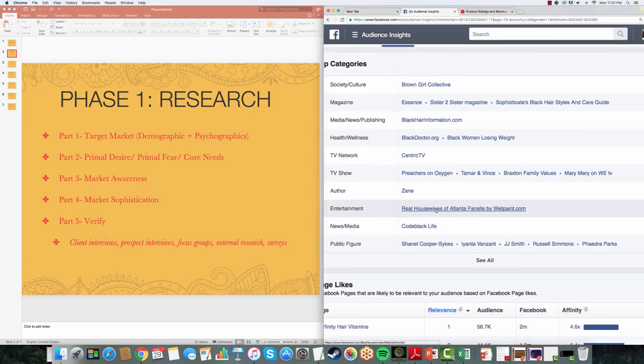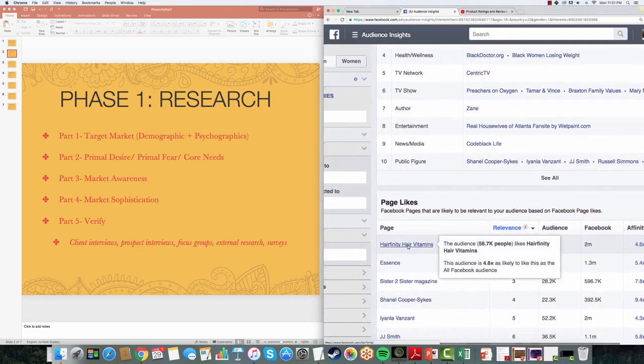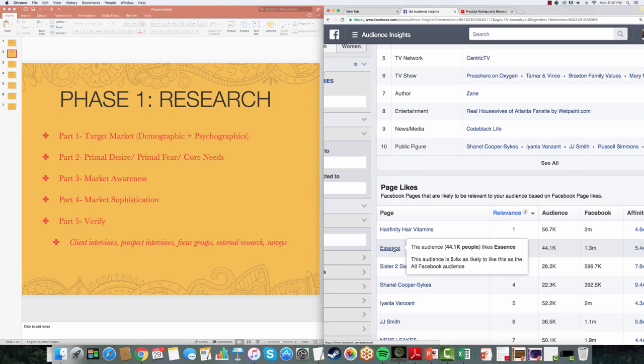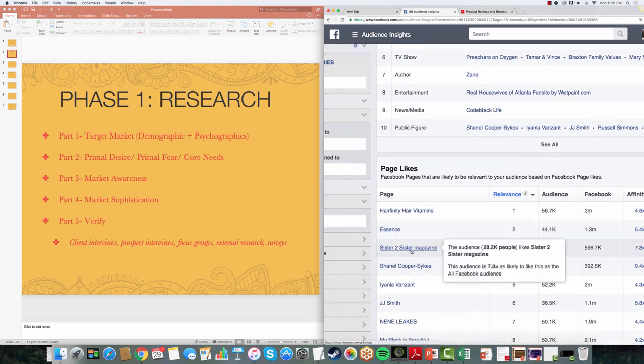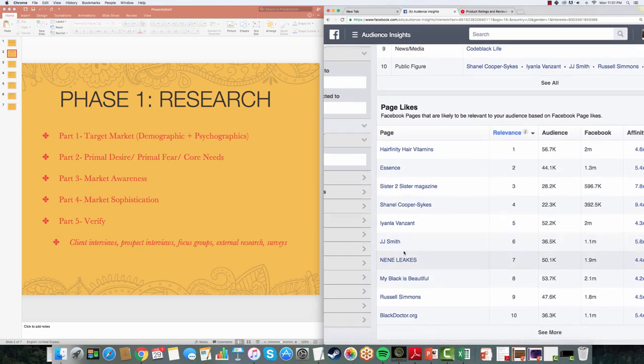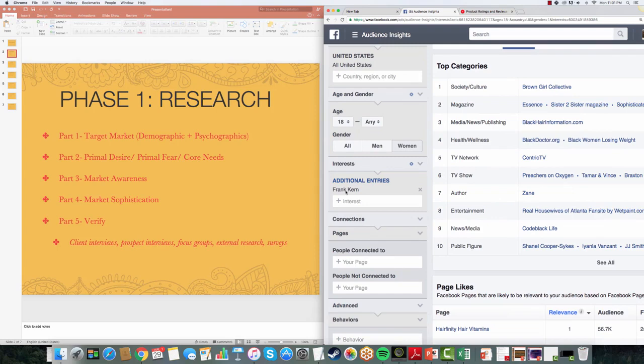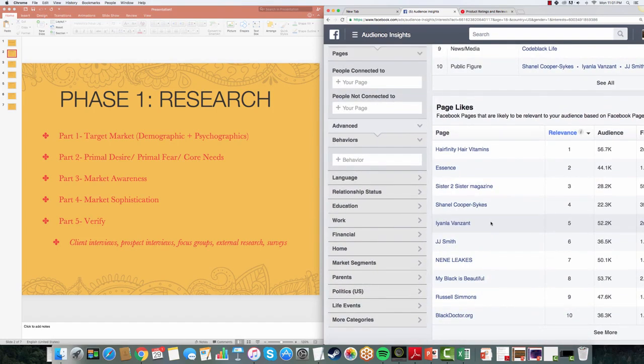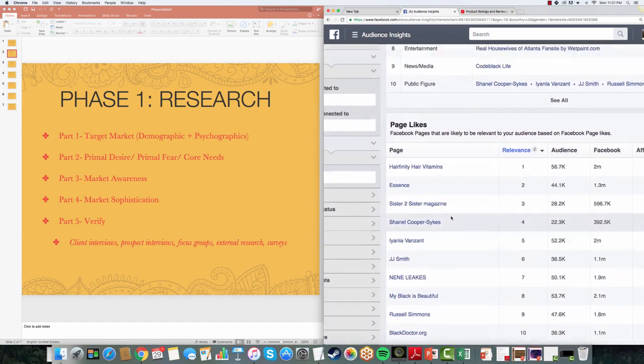So you can see that there's a definite shift. And look, they buy hair vitamins. They read Essence. They read Sister to Sister. They like these people. That's incredibly important information to realize, that if you're trying to target women who like Frank Kern, they most likely have some sort of African-American bent to them.